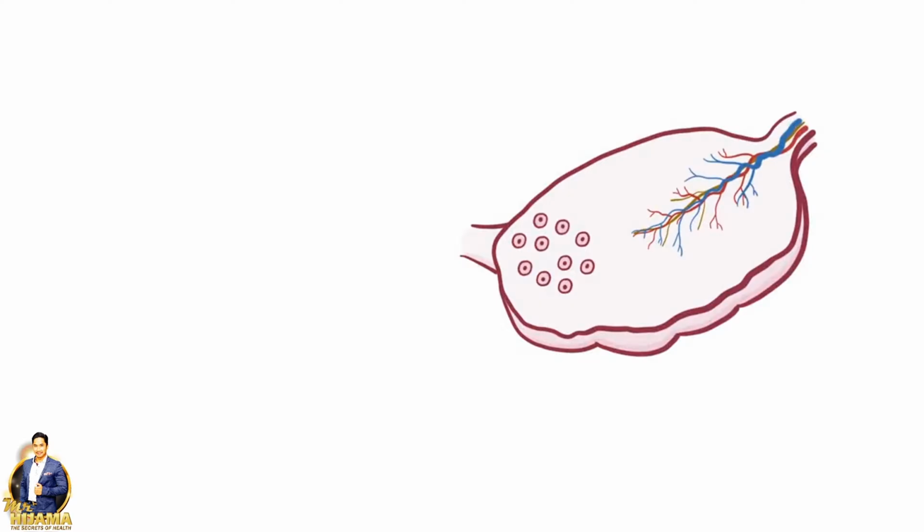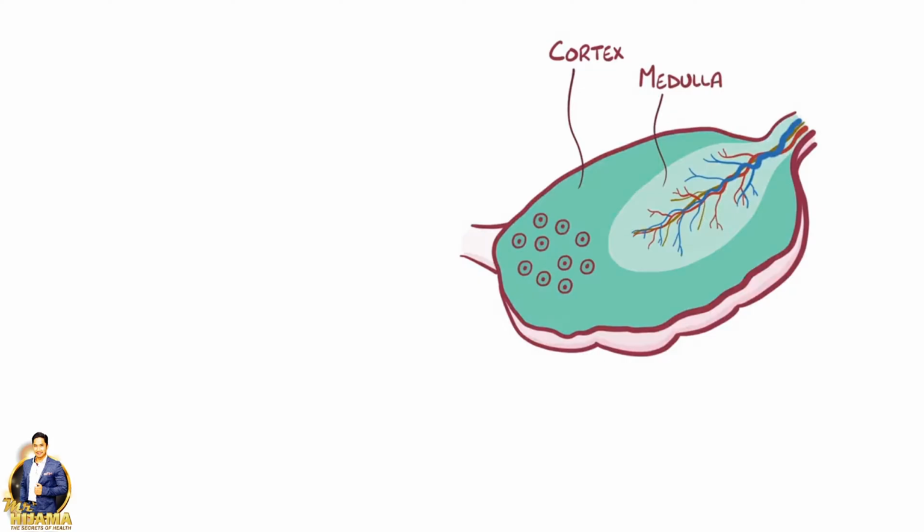If you slice the ovary open and look at it, don't try this at home, there's an outer layer called the cortex, which has the ovarian follicles scattered throughout it, and an inner layer called the medulla, which contains most of the blood vessels and nerves.